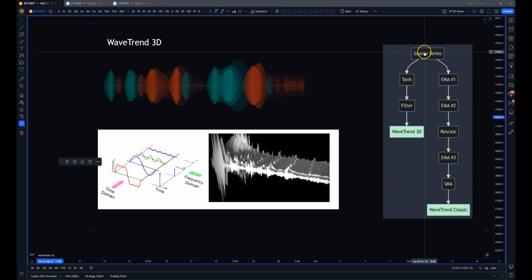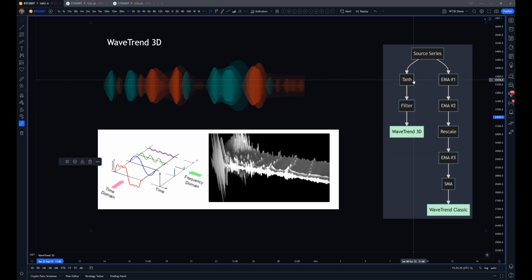But in the WaveTrend 3D approach, I'm using more modern techniques for transforming the original source series. So, for example, I'm using the hyperbolic tangent function, which normalizes the signal and also serves to remap it into the range of -1 to 1, which is very nice.